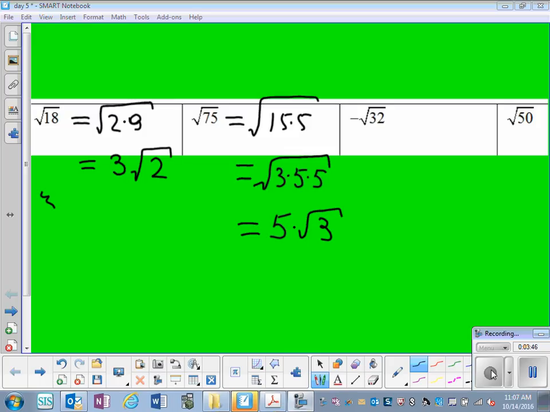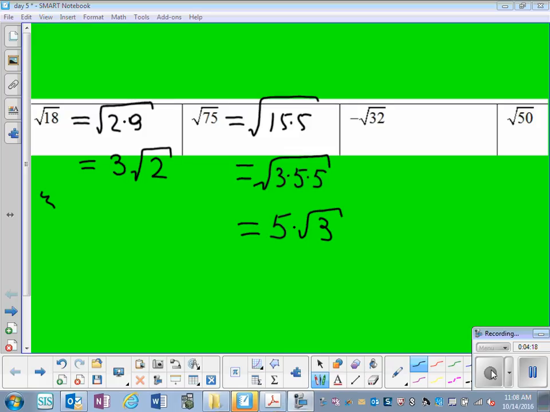And then we are looking for our pairs. So I have 2 5s here. It means that when I'm looking at the square root of 75, I can take that paired number, 5, out of the square root. And then I don't have any more pairs, so whatever is left stays under. That's what we're doing. So let's try negative 32.